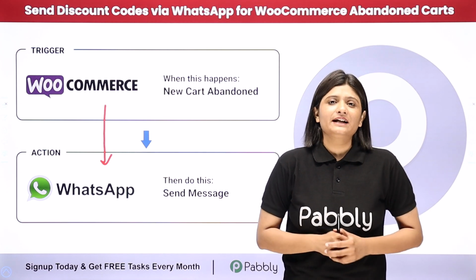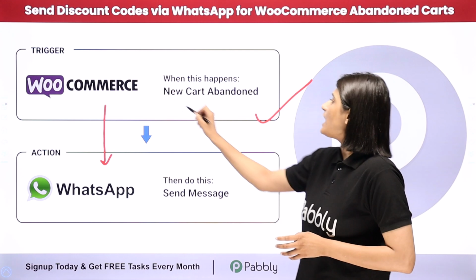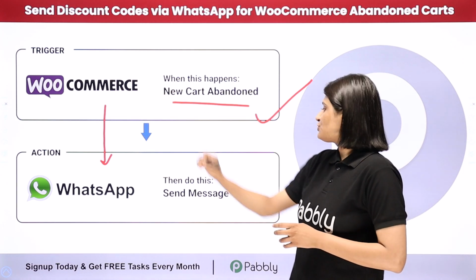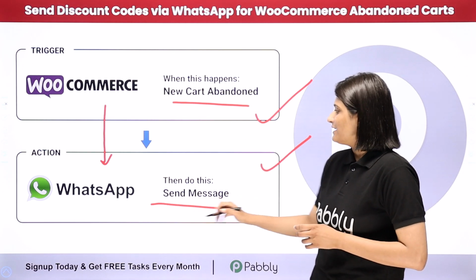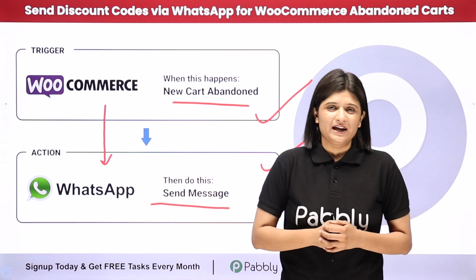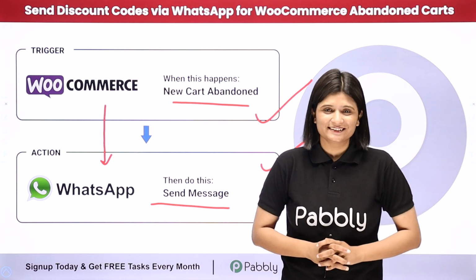With the help of Pabbly Connect, I am going to build this connection in such a way that whenever there is a new cart abandoned in my WooCommerce store, I am automatically going to send a message about this abandoned cart with the help of this WhatsApp Cloud API. Now, if you want to learn the step-by-step process, then let me take you all to my screen.